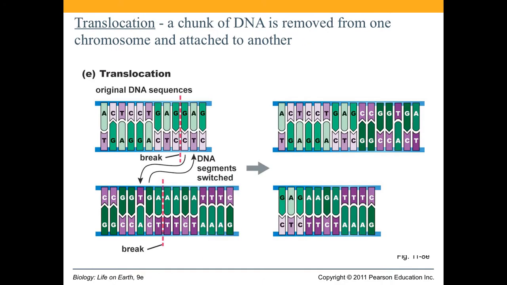The last thing that can happen is called translocation, where a chunk of DNA is actually removed from one chromosome and gets attached to another. So one chromosome ends up missing a whole bunch of information, and another chromosome ends up with a whole bunch of new nucleotides, so new coding.